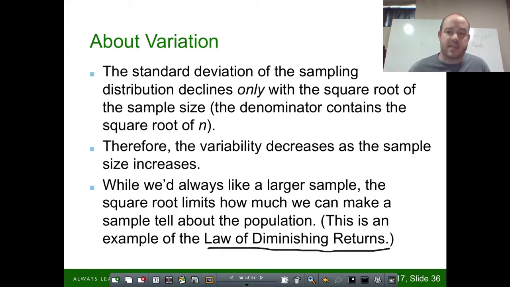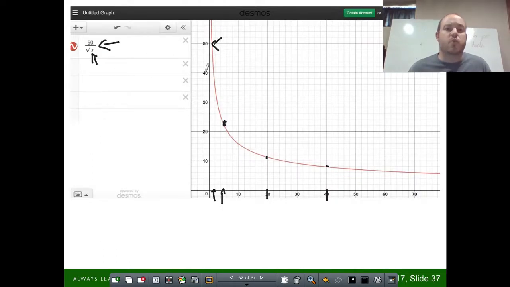It means that as we increase our sample size, it will make our variation go down, but at some point, it really doesn't go down much further. All right. Cool. So that's some of the conditions and theory behind what's going on. Now we're going to take the rest of this time to look at an example question.